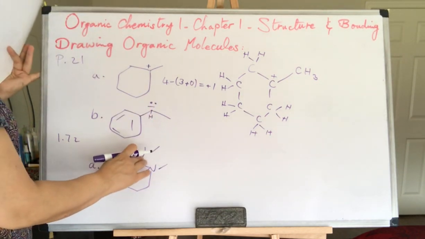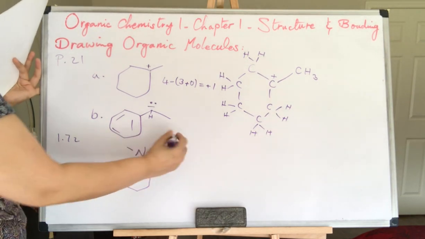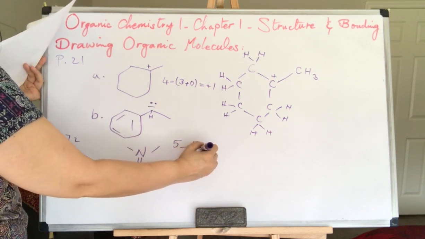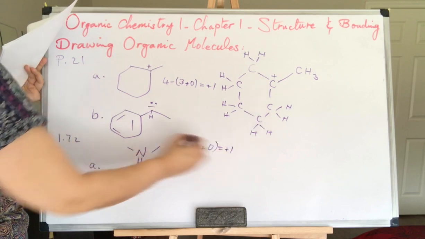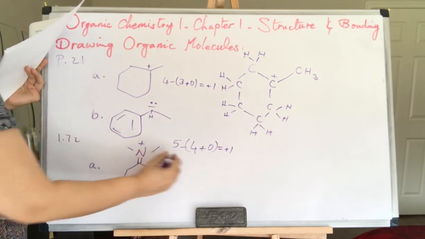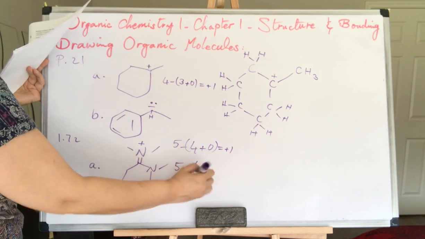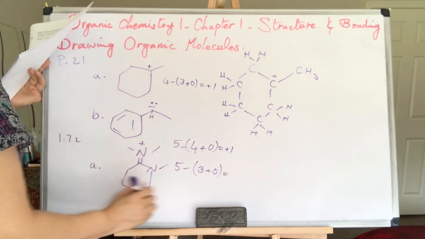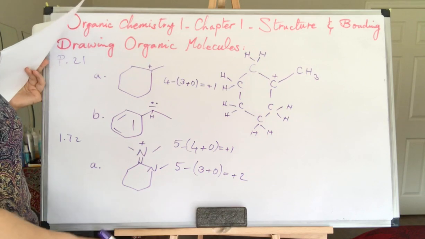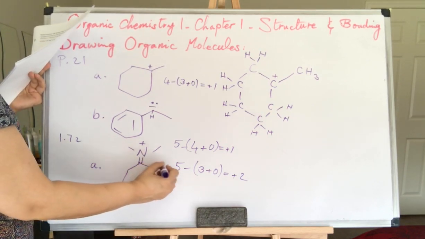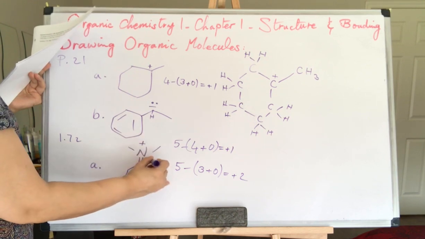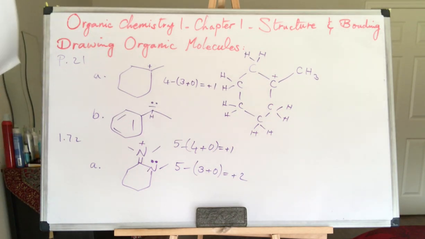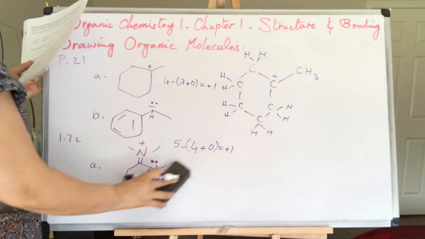So let's determine what's going on here. Formal charge. For nitrogen, it's in group 5, right? 5 minus, how many bonds do you see around it? 4, plus how many dots? 0. So the charge is positive 1 on this nitrogen. Here, 5 minus 1, 2, 3, plus 0, right? So we can have a positive 2 charge here on nitrogen. So whenever you have 3 bonds on nitrogen, for the last one don't insist on a bond. There is a non-bonding electron pair on it. So let's not worry about it.